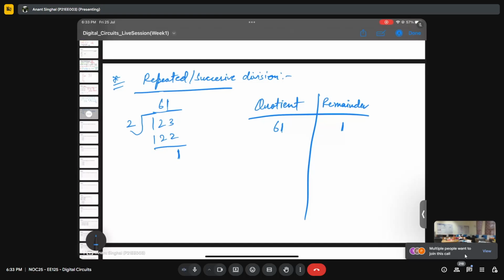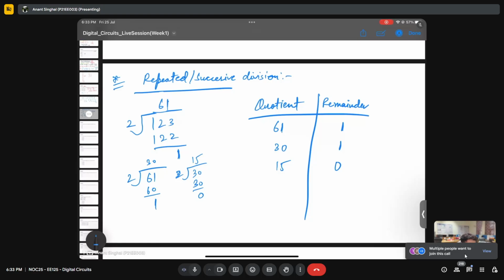Now we'll divide 61 again by 2. It will be 30 and the remainder will be 1. So I can write 30, the remainder will be 1. Now I will do it again. 30 divided by 2 will be 15 and the remainder will be 0. So the quotient is 15, the remainder is 0.